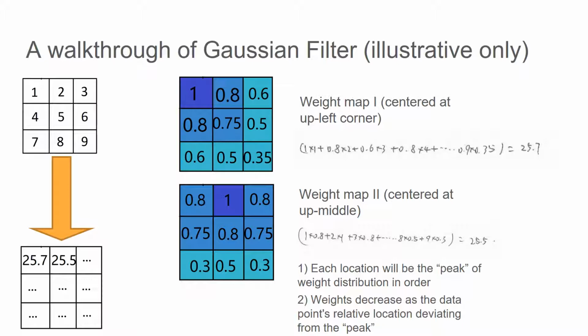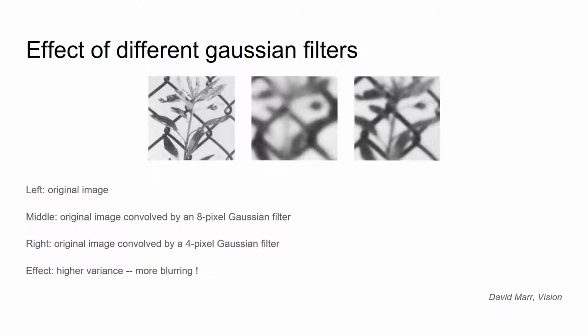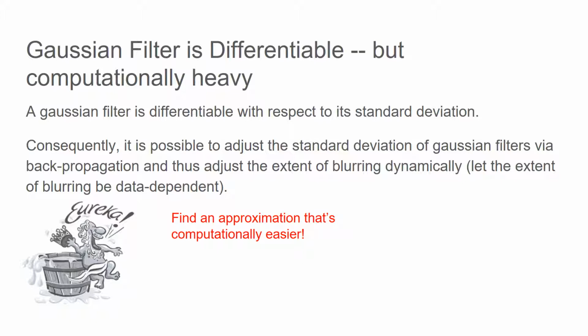Okay, so here are some results of our Gaussian filters. You can see that the higher the variance of the Gaussian filter, the more blurring the image. Actually, the Gaussian filter has a very good property, which is its differentiability. The only parameter that can be varied in a Gaussian filter is sigma, and we're trying to find the best sigma for our model. To find the optimal sigma, we need gradient descent, and if we need gradient, we need backpropagation. Only when a function is differentiable can we do backpropagation on it. Nonetheless, calculating the gradient for a Gaussian filter is really computationally costly. So maybe we can find an approximation that is computationally easier, and use that to approximate the effect of the Gaussian filter.